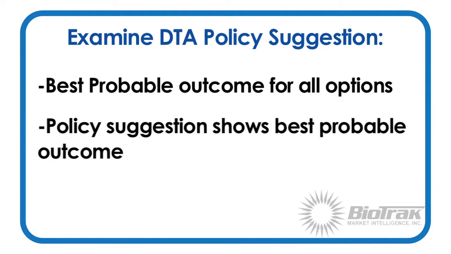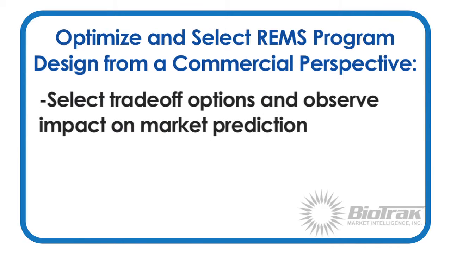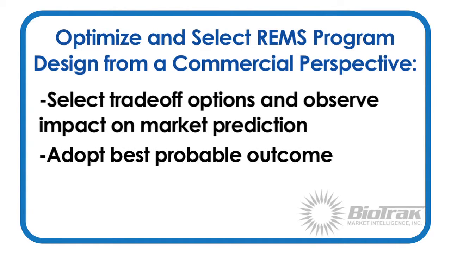Within that, we can select trade-off options. This is what we call optimize and select REMS program design from a commercial perspective. We begin selecting trade-off options and observe their impact on the market prediction. And we want to adopt the best probable outcome. Again, you have many choices as a manufacturer for variations in how you create an implementation system for elements to assure safe use. But it's critical that you make a market prediction on likelihood of use of your product and utilization metrics based on these different program designs.